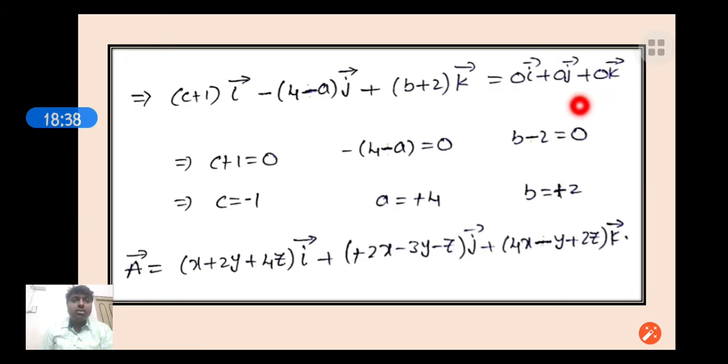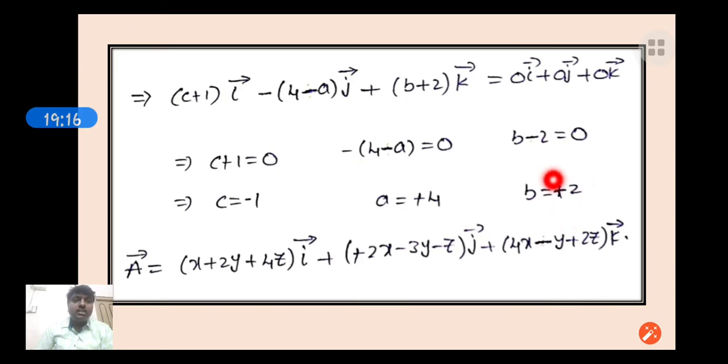By comparing the components of i bar, j bar, k bar, the i component is c plus 1, c plus 1 is equal to 0. From this I am getting c is equal to minus 1. For the component of j bar, minus of (4 minus a) is equal to 0. So finally I am getting a is equal to 4. Component of k bar, b minus 2, sorry, by mistake I wrote plus here, it is b minus 2. So b minus 2 is equal to 0. So finally I am getting b is equal to plus 2.